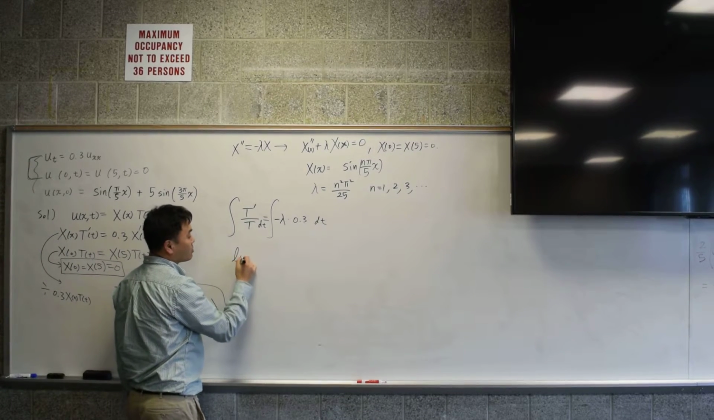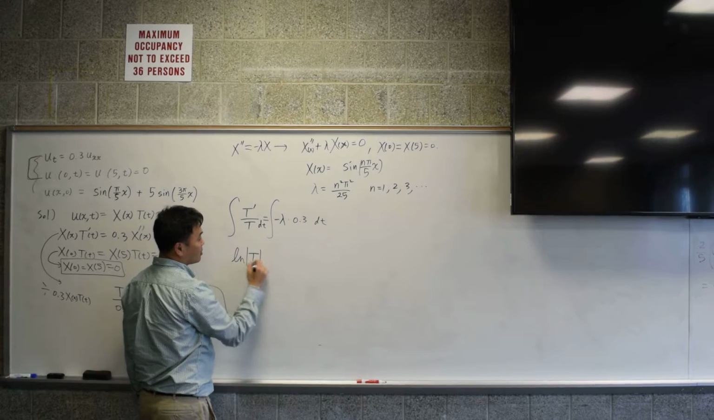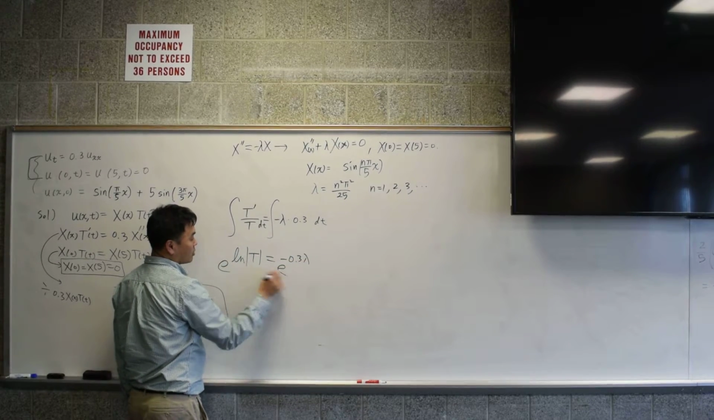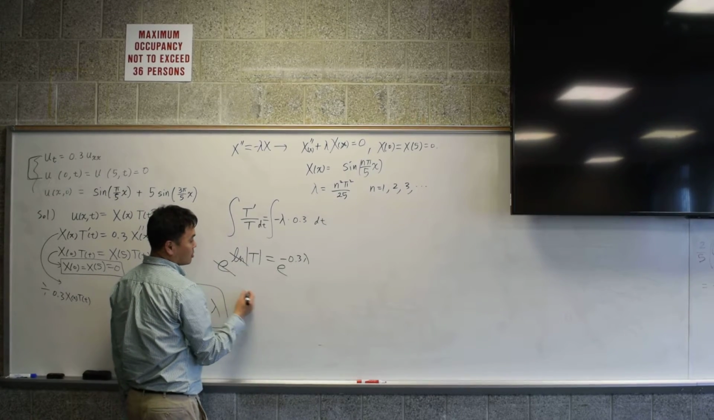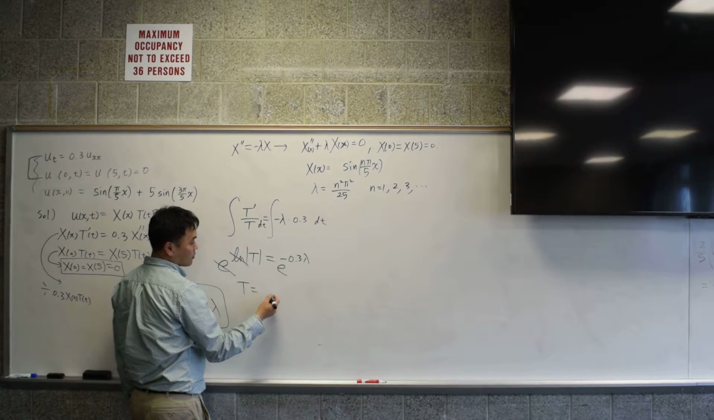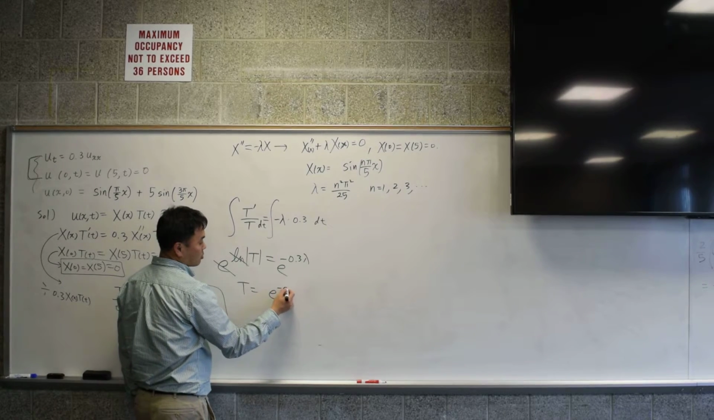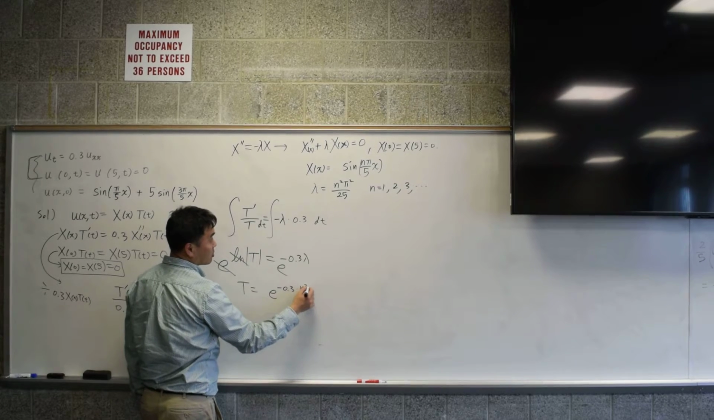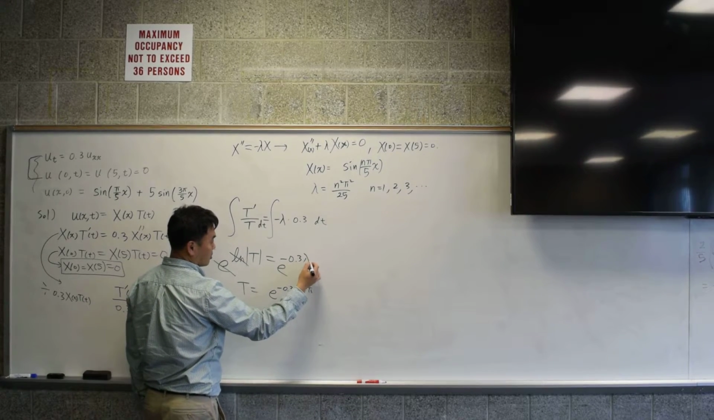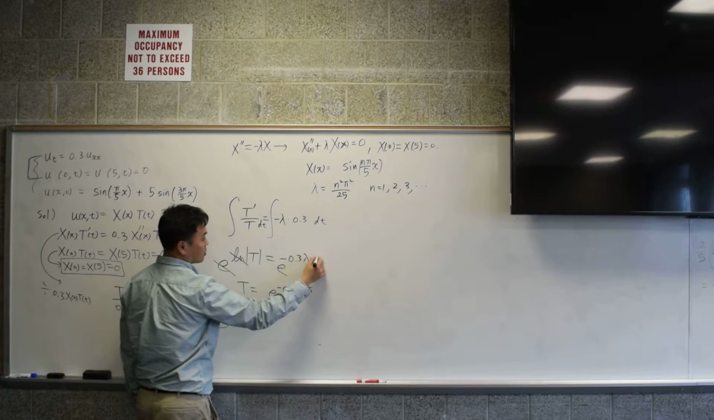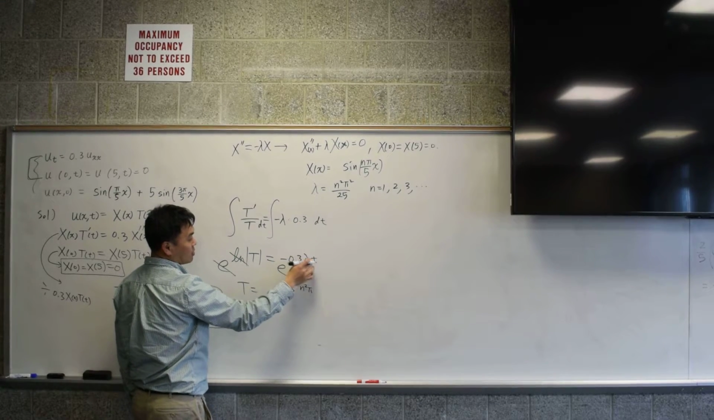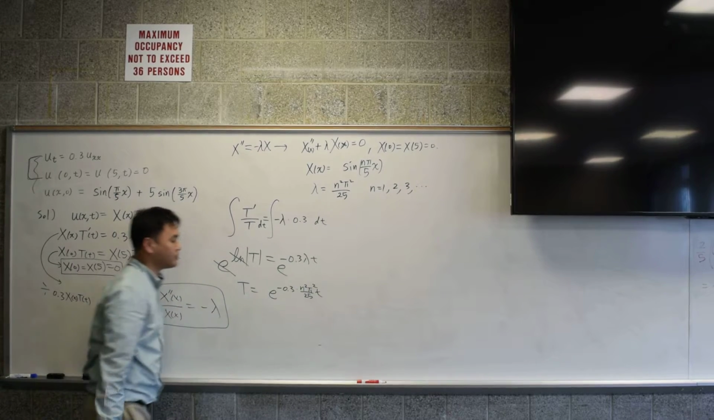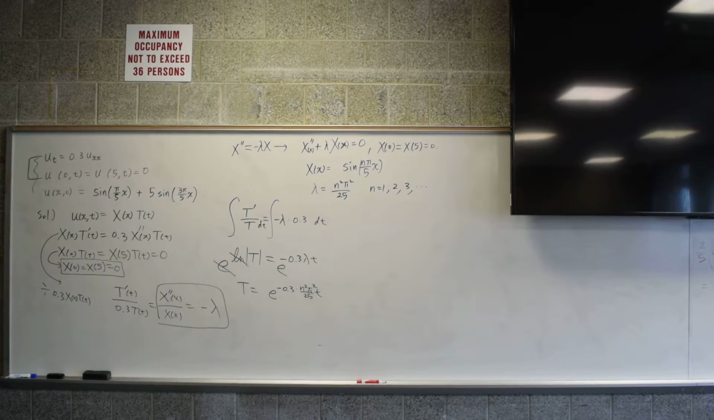It's the ln of the denominator, okay? Negative 0.3 lambda. And therefore, if you solve for t by exponentiating, you get t equal to e to the negative 0.3 lambda. But lambda is that thing, so it's n squared. Oh, sorry. If I integrate this side, I should have a t there, right? I forgot that t. So that's the function t.